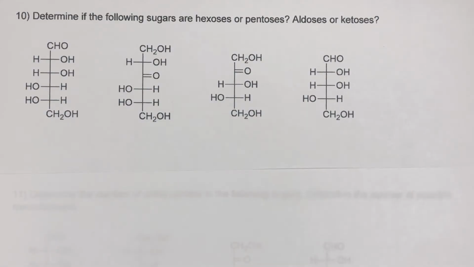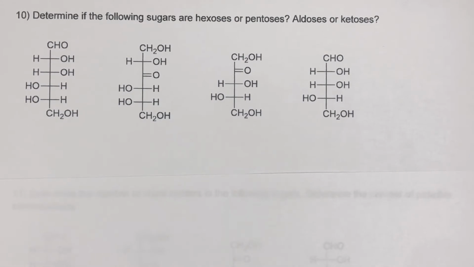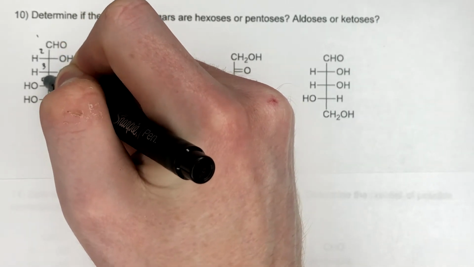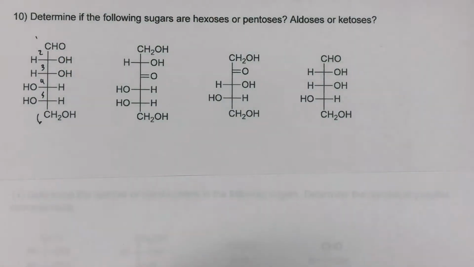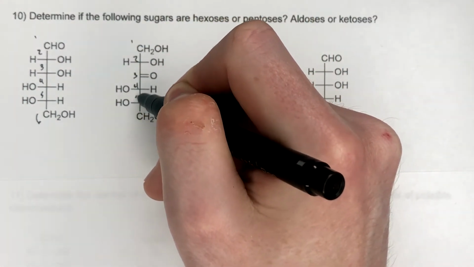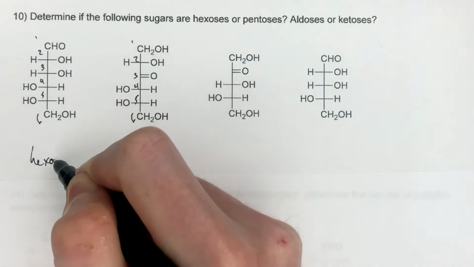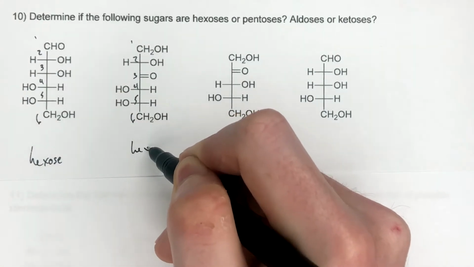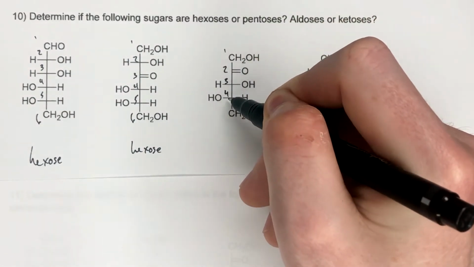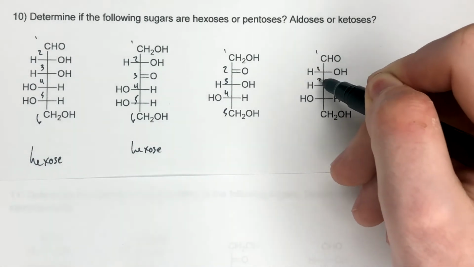All right, next we are asked to determine if the following sugars or carbohydrates are hexoses or pentoses. So this is simply talking about the number of carbons that are present. A hexose will have 6 carbons, a pentose will have 5 carbons. So here we have 1, 2, 3, 4, 5, 6 carbons going from top to bottom. That is the same for the first two, they both have 6. So they're both hexoses. Okay, moving on to the third and fourth one, these only have 5, so these are both pentoses.